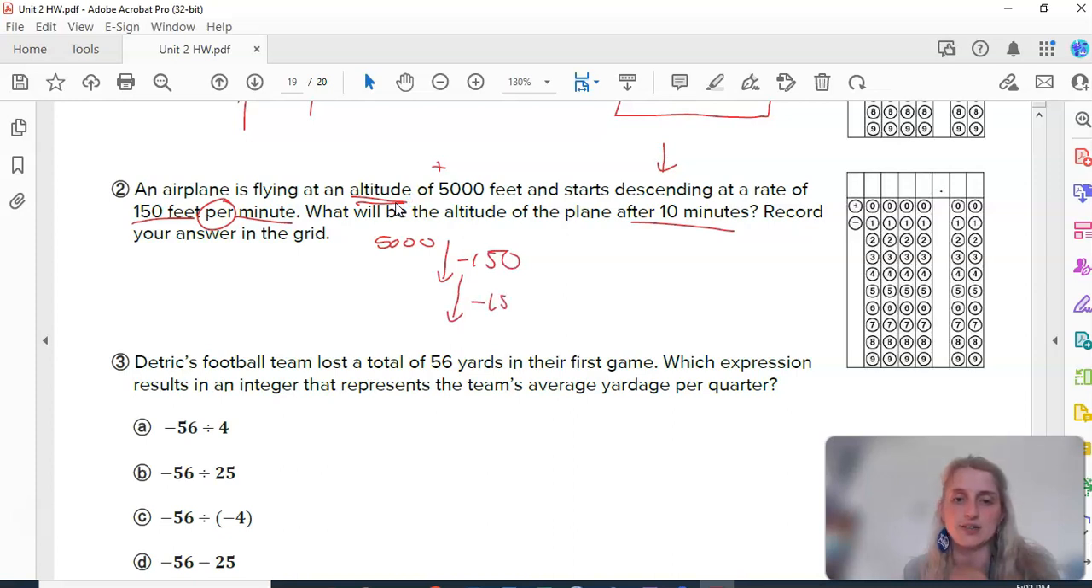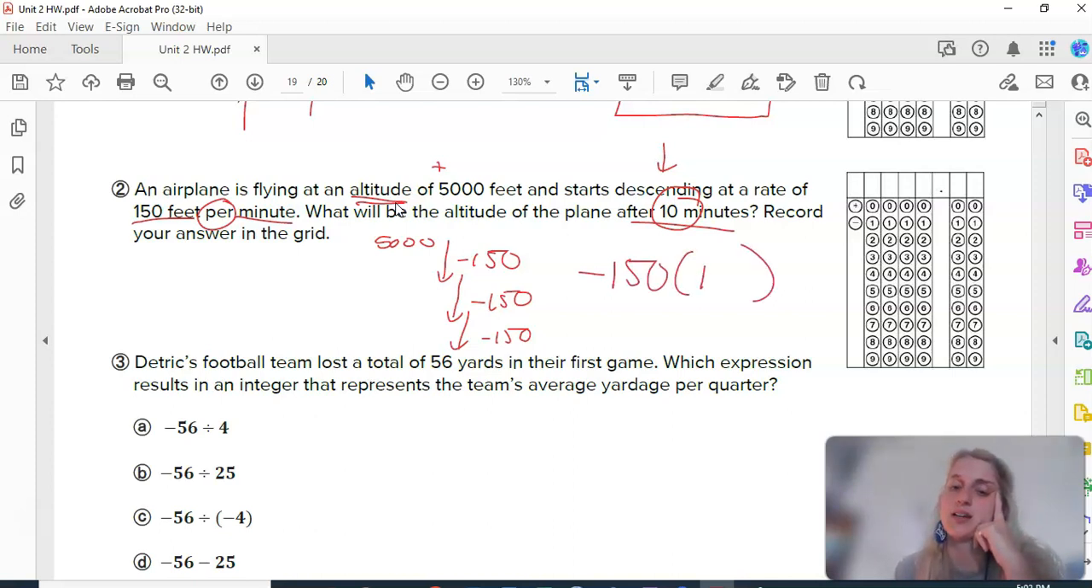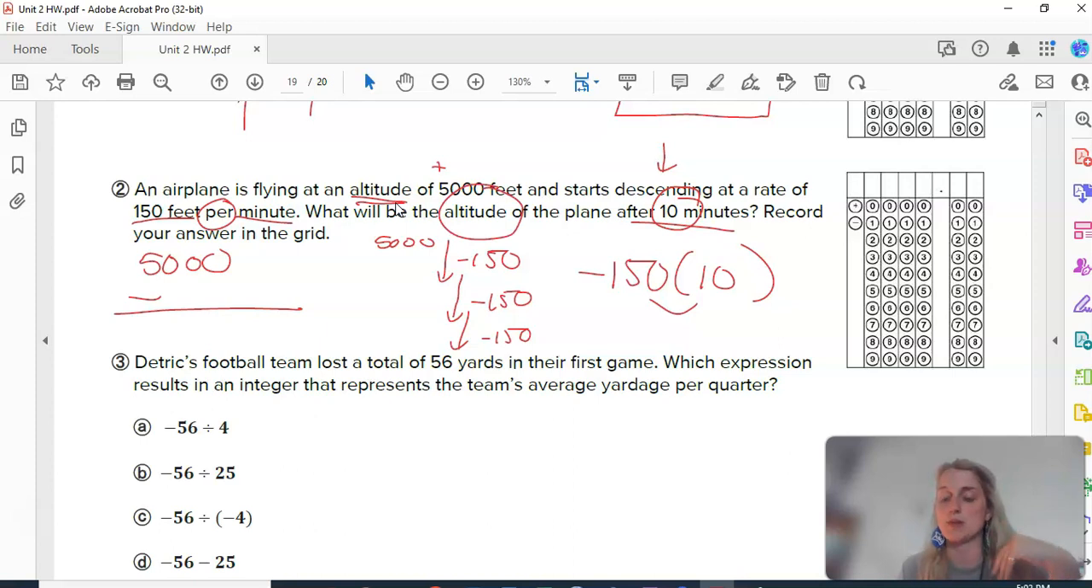Down the next minute, down 150. Down the next minute, down 150. How many times? Well, how many minutes? 10 times, 10 minutes. So I'm going to start by saying -150, down 150 feet every minute for 10 minutes. And then when I get that answer, I'm going to subtract 5,000 minus whatever this equals. So 5,000 minus, because I know that -150 times +10 is going to be a negative. Whatever answer you get there, you subtract it away from 5,000. The question is, what is the altitude? So we're still talking about a measurement of height, of distance from the ground, so our units will be feet.